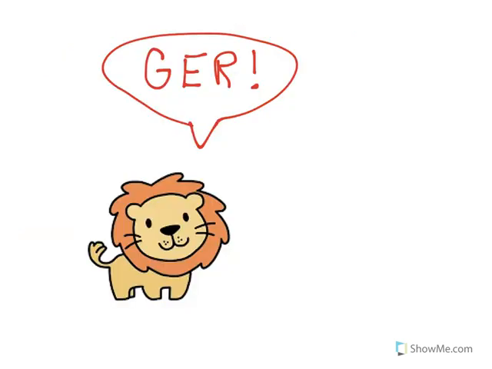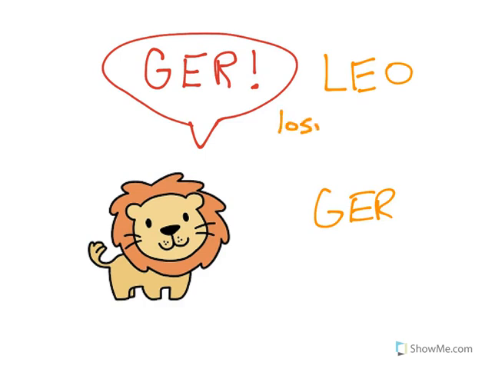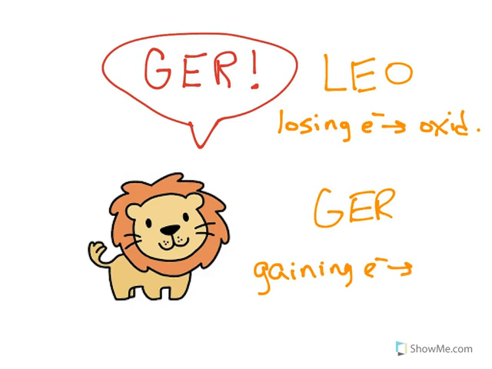A fun little way to remember this is Leo, who's a lion, of course, says grr. And this is just a silly mnemonic device for losing electrons means oxidation, and gaining electrons means reduction.